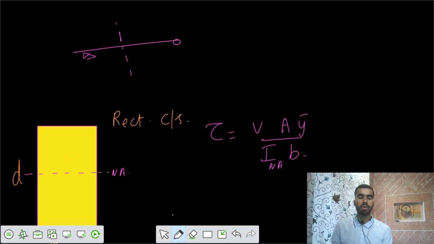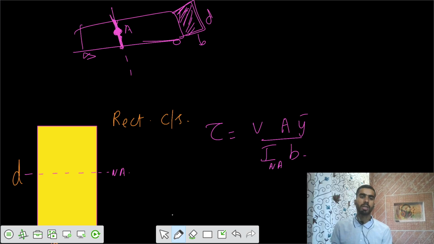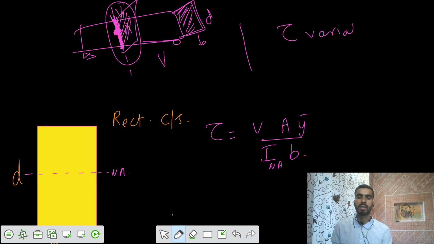On a particular point A, we want to find the shear stress here. We take the cross section of B by D, and let's analyze how the variation is along the depth. There is some shear force V acting on this section, and I want to find how the shear stress varies along the depth. That we are going to check. So, write tau variation with the depth, shear stress variation with depth.